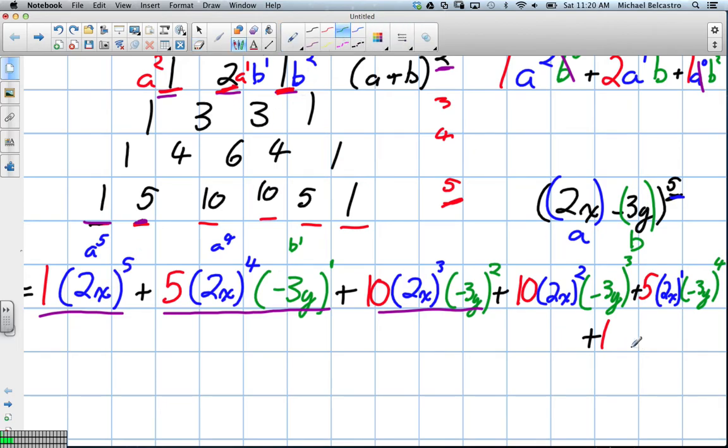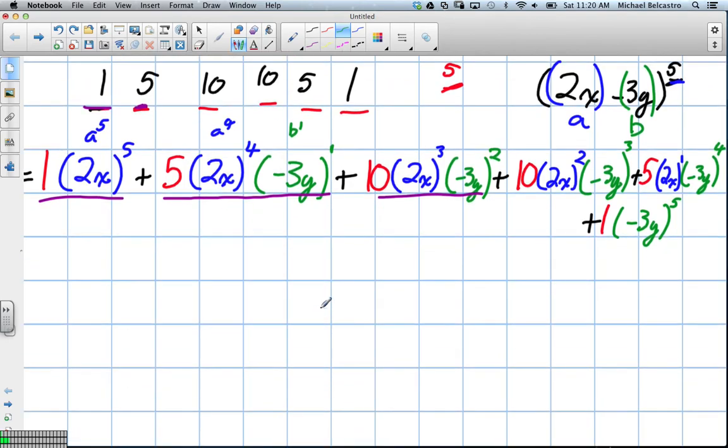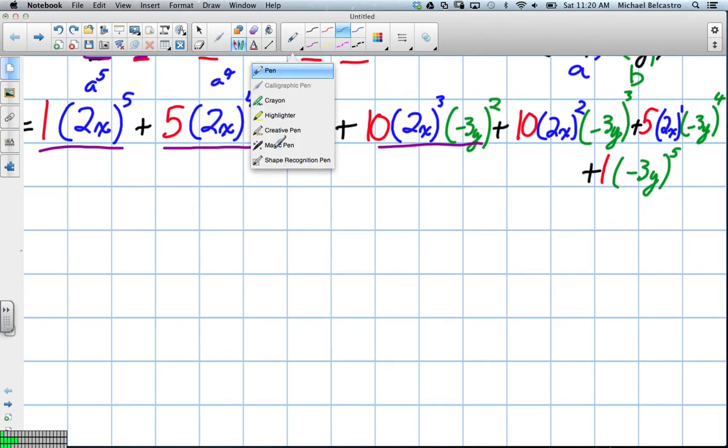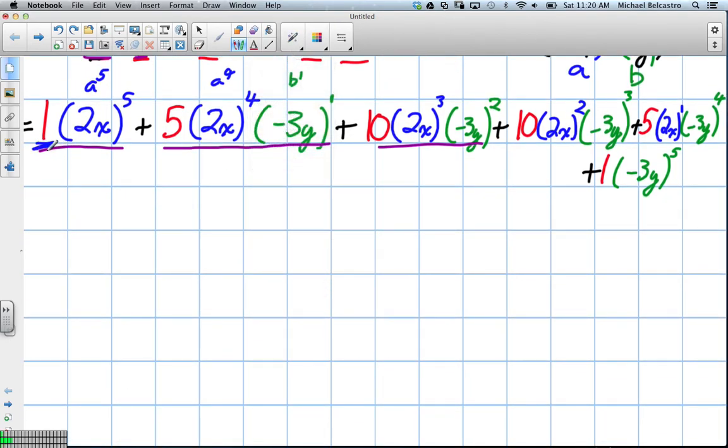So we can pretty much just write negative 3 to the power of 5. All right, so now we're going to actually have to equate this thing as we go through it. The first one shouldn't be too hard. This is 1, so 1's not going to change anything. This will be 2 to the power of 5, and technically x to the power of 5.